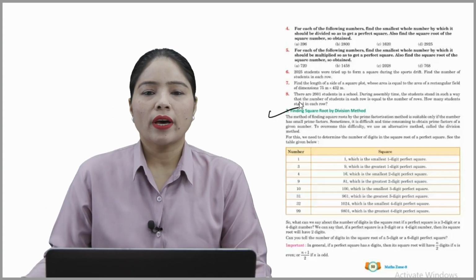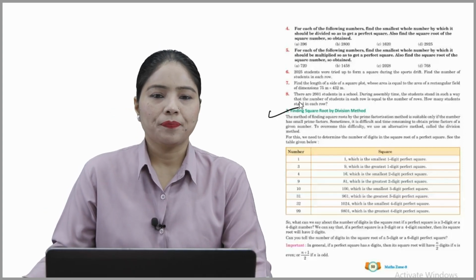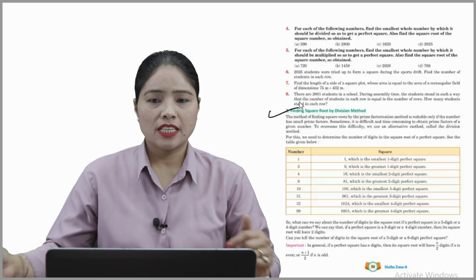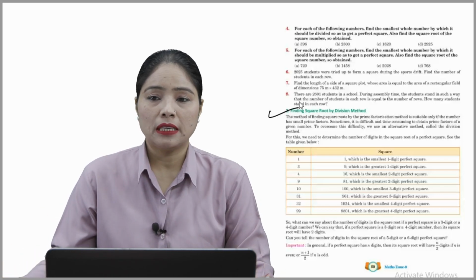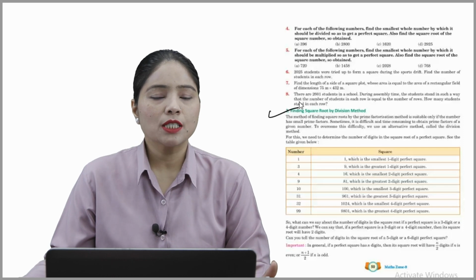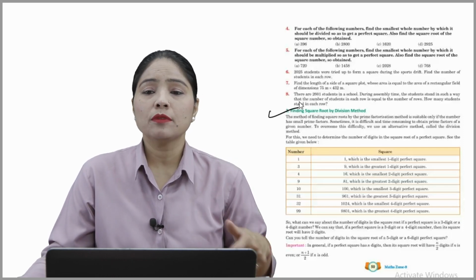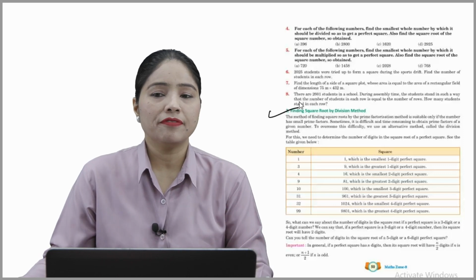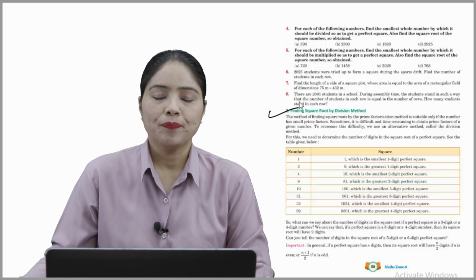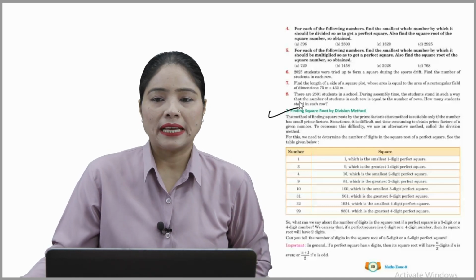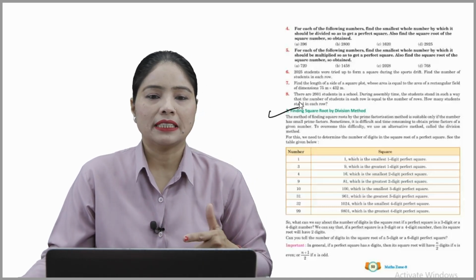Okay. Finding square root by division method. The method of finding square roots by the prime factorization method is suitable only if the number has small prime factors. Sometimes it's difficult and time consuming to obtain prime factors of a given number. To overcome this difficulty, we use an alternative method called the division method, beta.